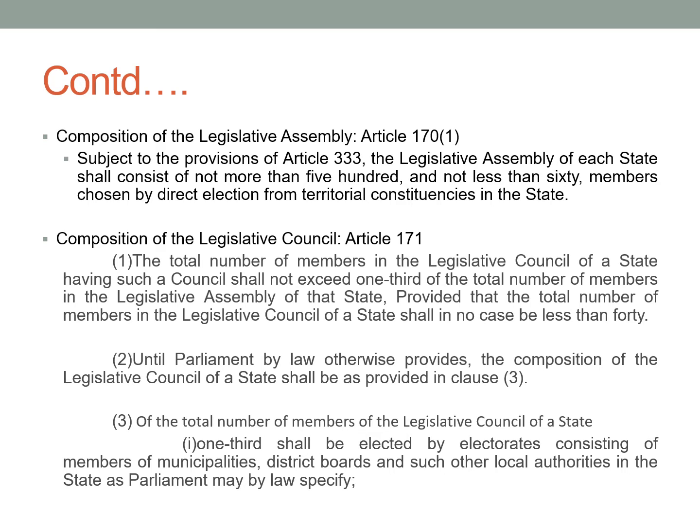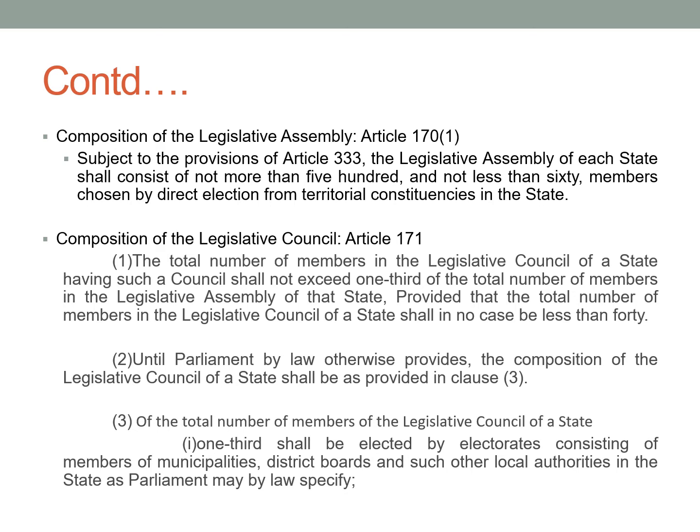Composition of the Legislative Council, Article 171. The total number of members in the Legislative Council of a state having such a council shall not exceed 1/3 of the total number of members in the Legislative Assembly of that state, provided that the total number of members in the Legislative Council of a state shall in no case be less than 40.